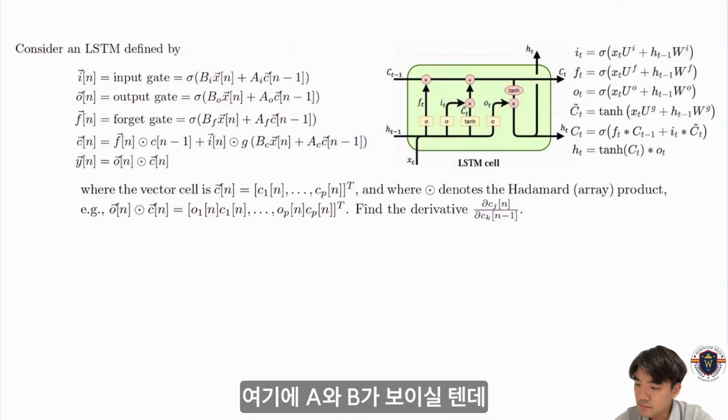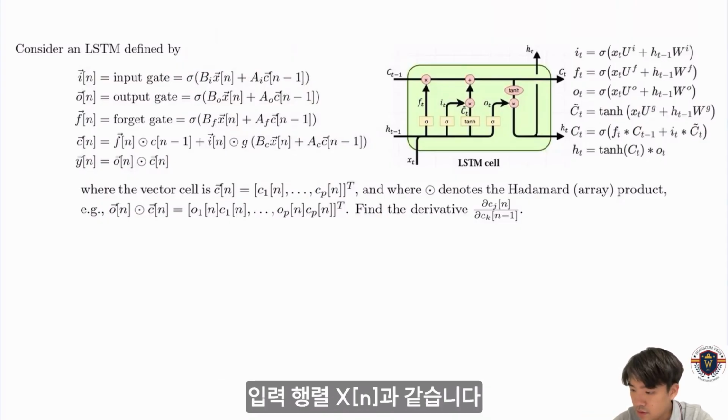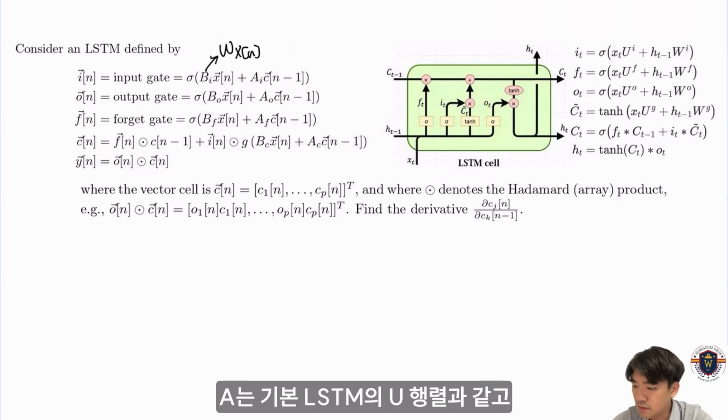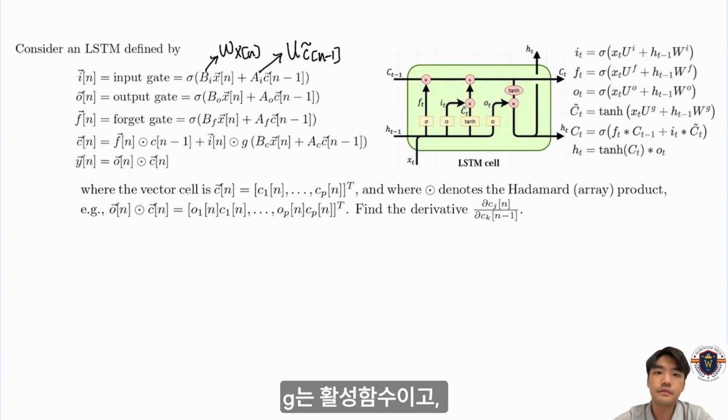Today we're going to do a derivative calculation of the cell state in LSTM. So you will notice B and A here. B is the same as the W matrix in the original LSTM, so this is a transformation of our input matrix Xn. And A is the same as the U matrix of the original LSTM, so this is a transform of the previous cell state, which I would denote as C tilde n minus 1. And G is the activation function.